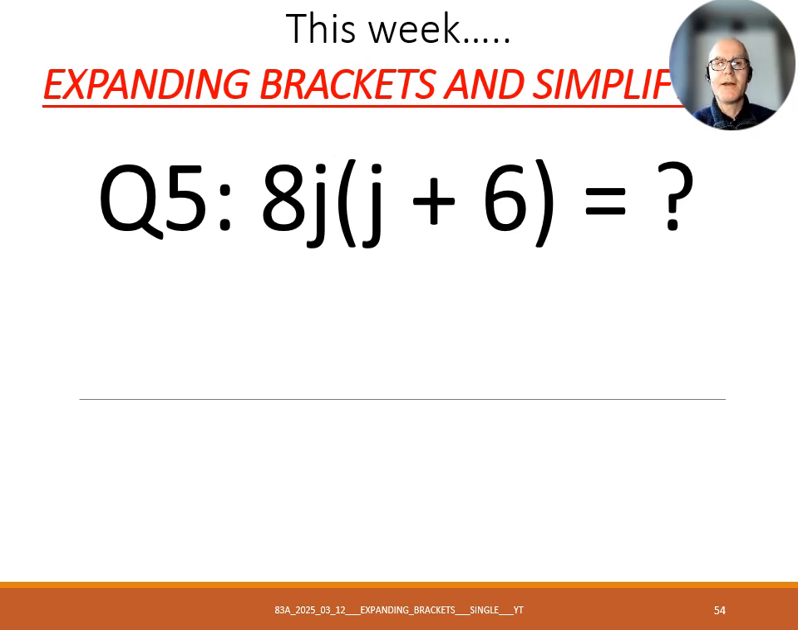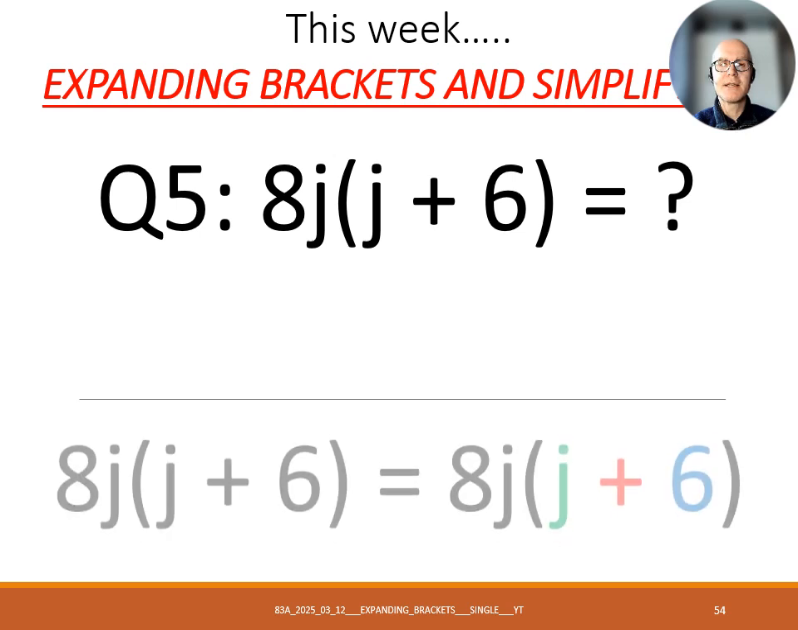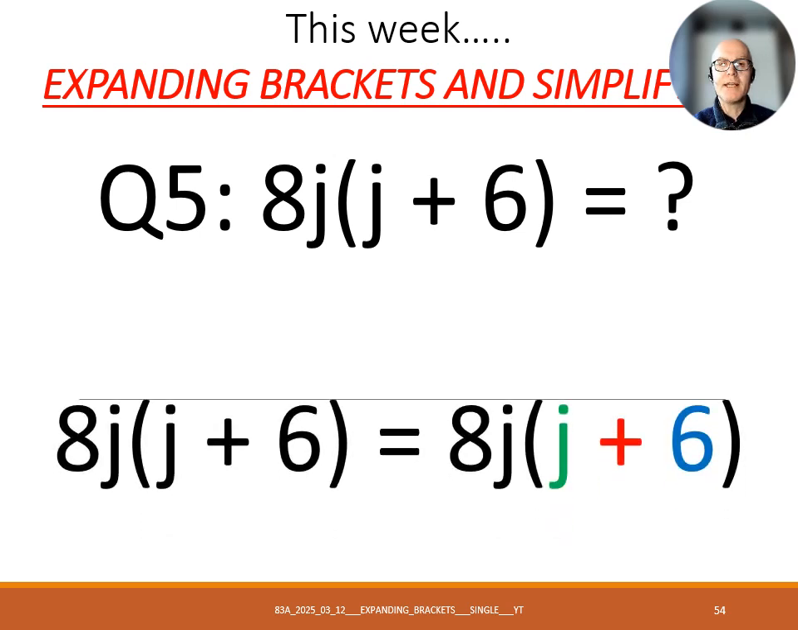Next question. 8j, open brackets, j plus 6. Color code it again, just so we know where the variables, signs and numbers are coming from. 8j times j, 8j times the 6.